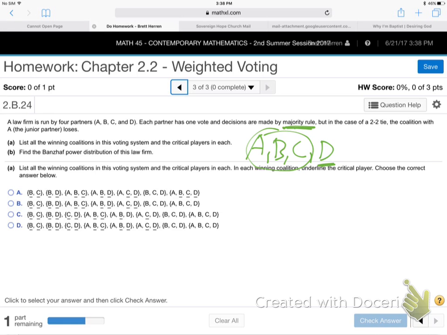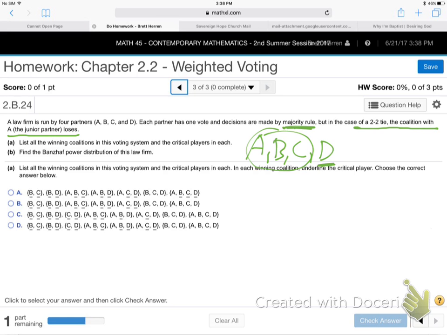But what if there's a 2-2 tie? What if there's a 2-2 split? How are they going to make the decision when there's a 2-2 tie? Well, what does it say? In the case of a 2-2 tie, the team, the coalition, with A, the junior partner, the one who's newest to the law firm, loses because he's the junior partner.